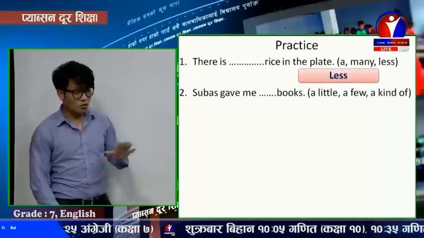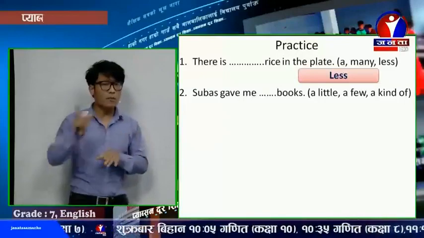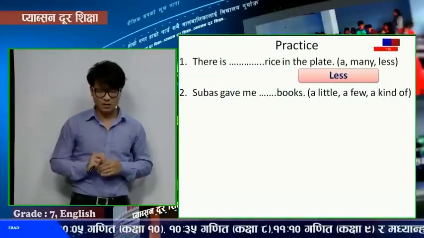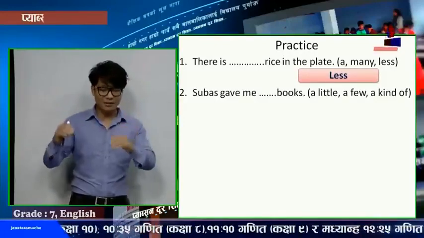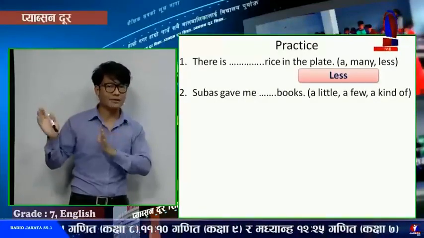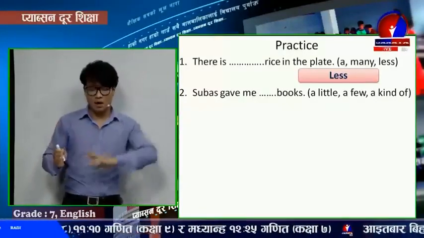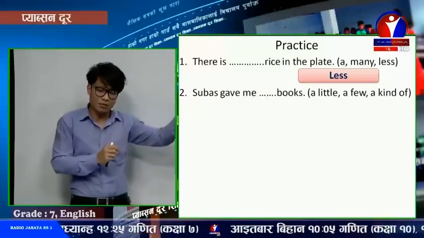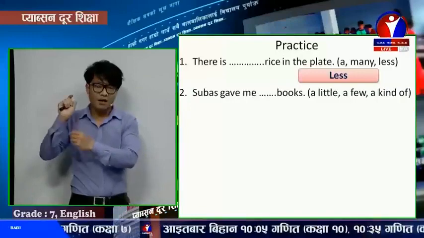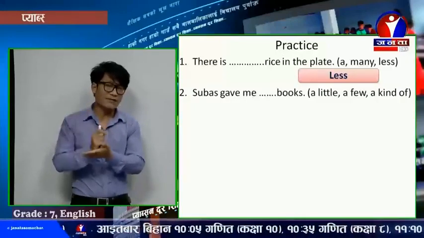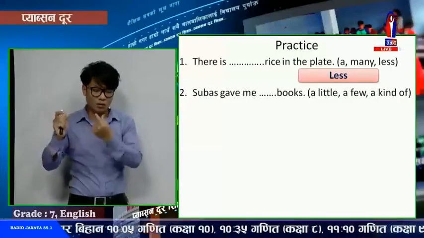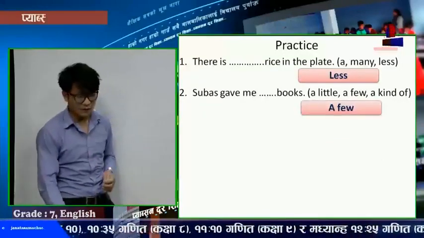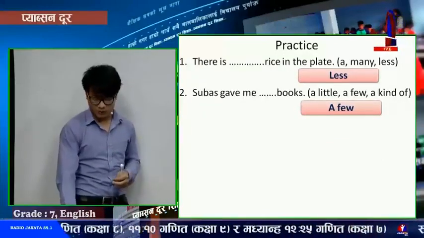Next is, Subhas gave me blank books. B-O-O-K-S, books, plural. And the options are a little, a few, or kind of. So you can guess, a little, this quantifier is used only with an uncountable noun. Kind of, this quantifier is used only with a singular noun. So what is the rest? The rest is a few. So obviously the answer is a few. Subhas gave me a few books.